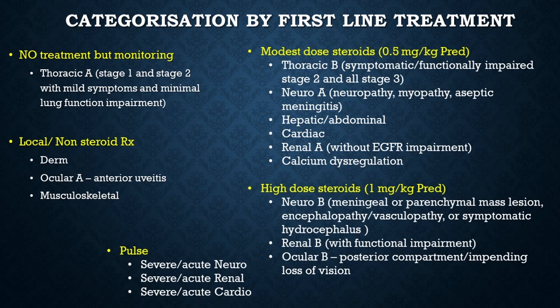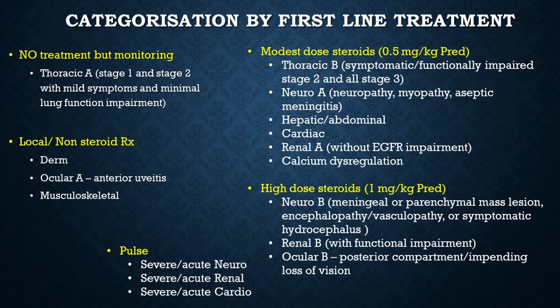If there's a recurrent VT, persistent VT, shocking but keeps coming back, then they will go under the next category called pulse. But if it was detected based on low LV dysfunction or abnormality on the ECG or Holter and a cardiac PET shows inflammation, they'll come under the modest dose. And renal A is without eGFR impairment and hypercalcemia/calciuria.